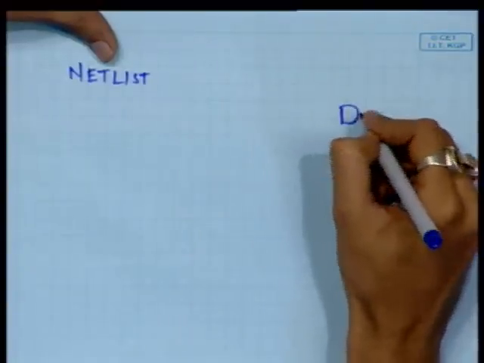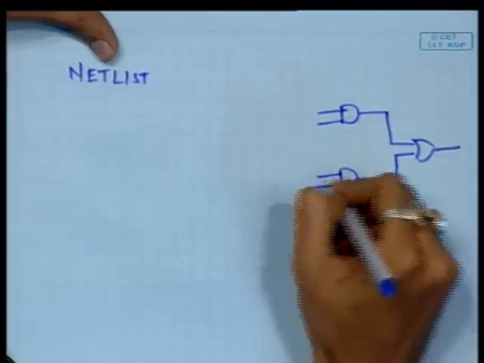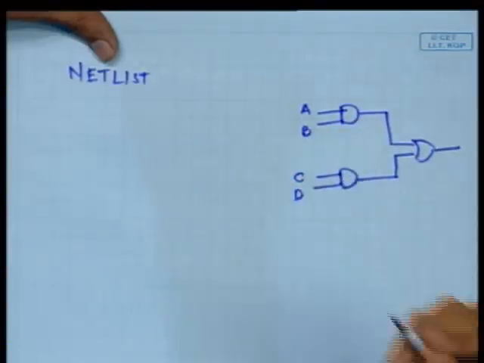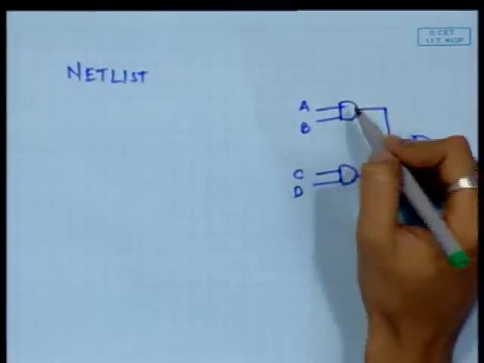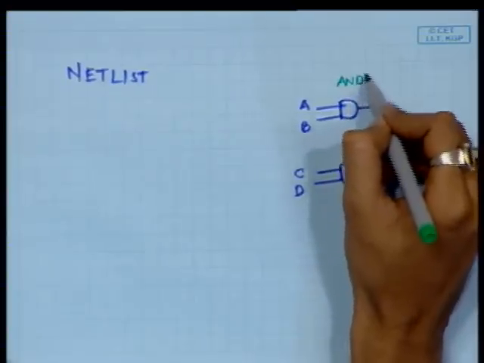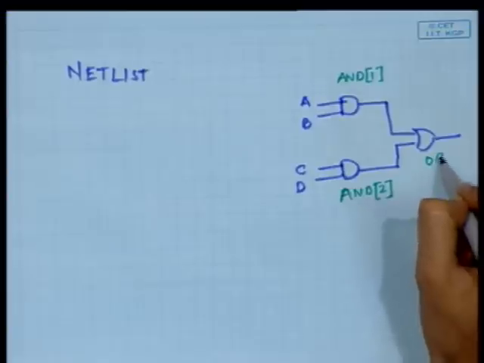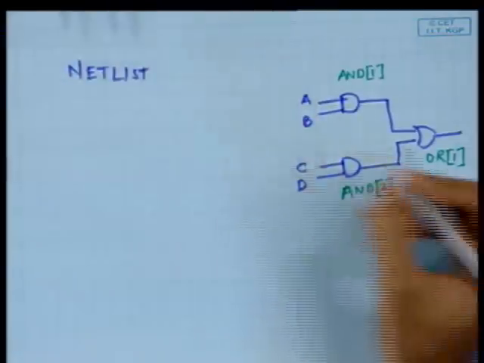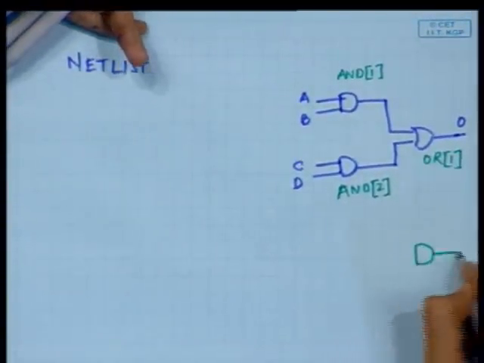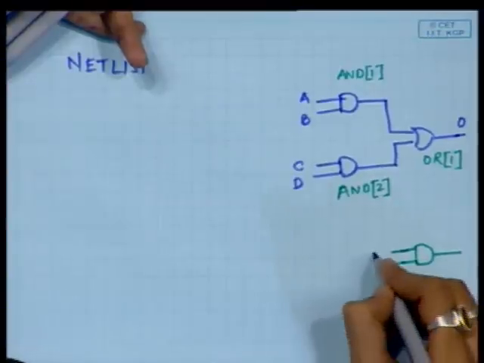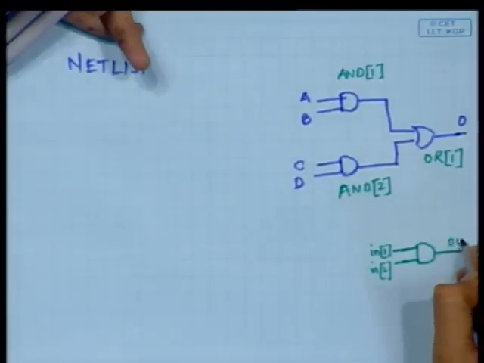Suppose we have a small design with inputs A, B, C, D. These are two AND gates and this is an OR gate. The instantiation of the AND gate, we call it AND 1, and this AND 2, this OR 1. The output we will call O. Now for an AND gate there are two inputs, in 1 and in 2, and output we will call out.